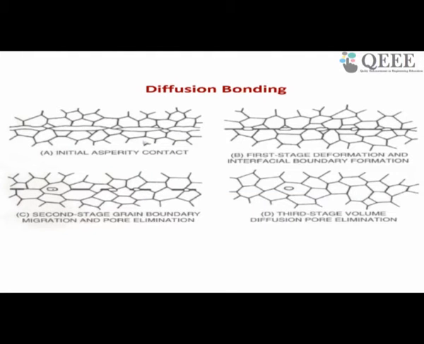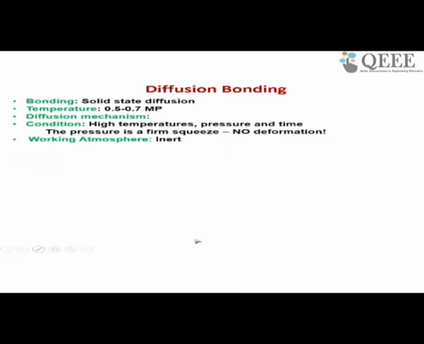So like this you can see initially this is A, this is B. So initial contact, then when you apply load, and because of diffusion, finally you will be able to get a single grain. There is no interface. This is your diffusion bonding. So what are the key features of diffusion bonding? Diffusion bonding is a solid state diffusion process. Here the diffusion temperature lies in the range of 0.5 to 0.7 of the melting point. MP stands for melting point. So in diffusion bonding, the bonding temperature is 0.5 to 0.7 times the melting point.